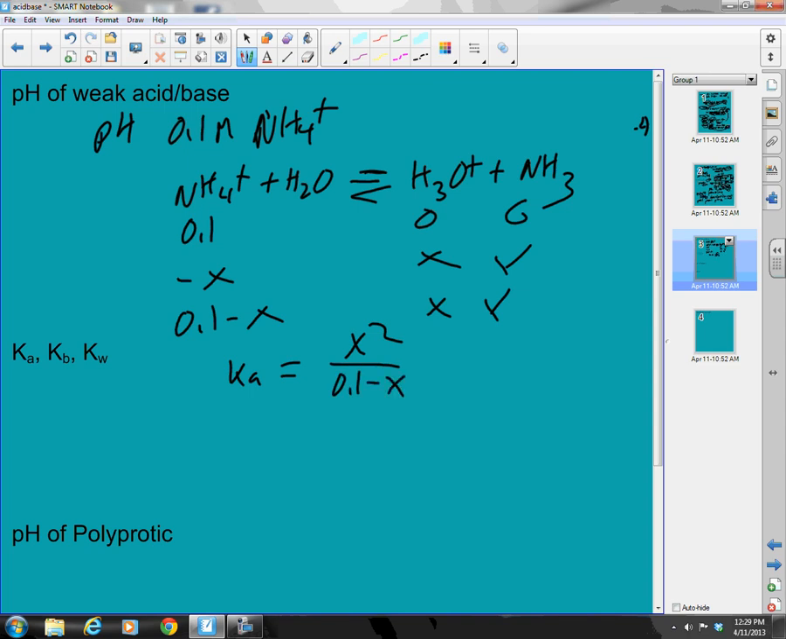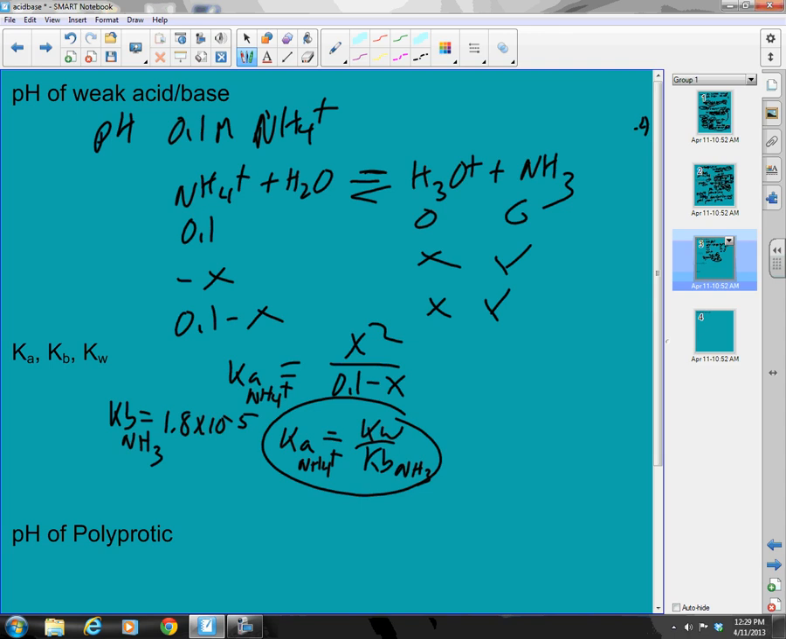The problem is there's no Ka for NH4 plus. Instead, they give me the Kb for ammonia, which is 1.8 times 10 to the minus fifth. So I'd have to get my Ka, which is going to be equal to Kw divided by my Kb. So that's Ka of ammonium divided by the Kb. Got it? Okay, I think you can handle that.